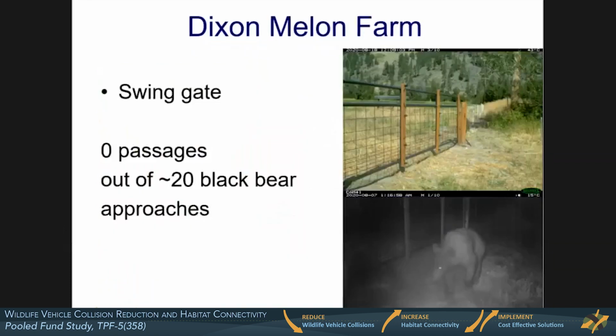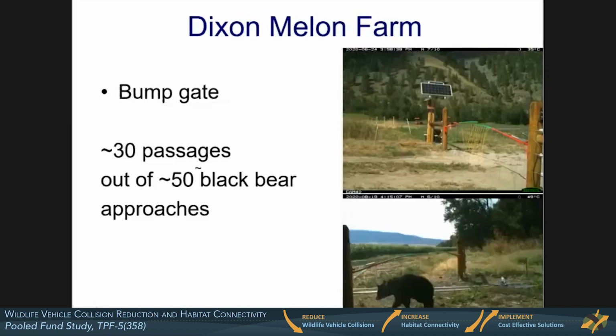Now, the preliminary results, first the swing gate. This is all preliminary based on a rough calculation. There will be final data available after we've gone through the data in a consistent manner. But I can already give you these preliminary results. We've had about 20 black bear approach the swing gate. There have been 0 passes by black bears across the swing gate. So basically, the effectiveness as a barrier is 100% so far. So that's quite good news.